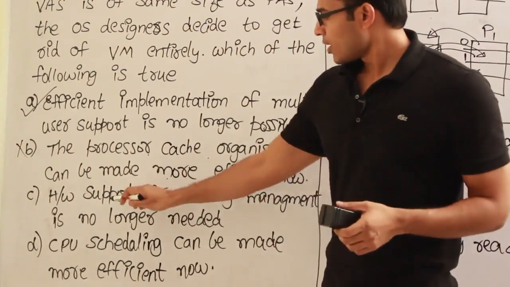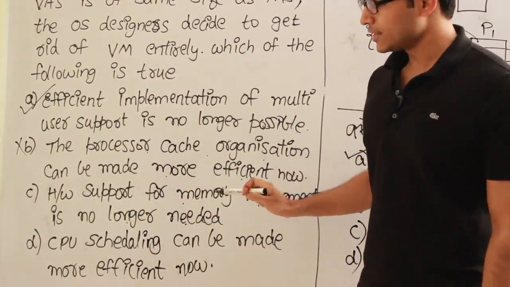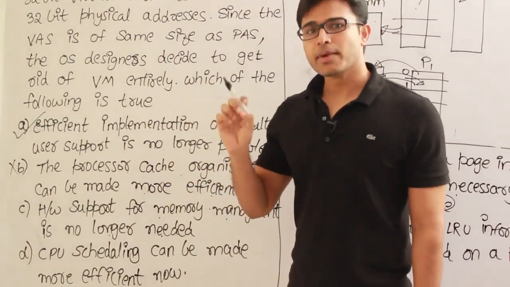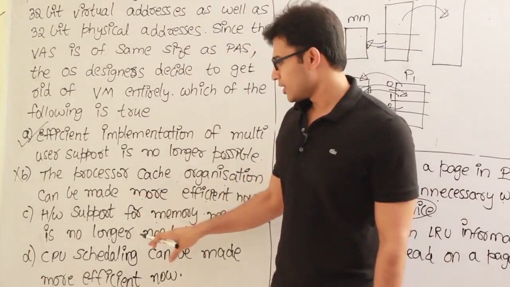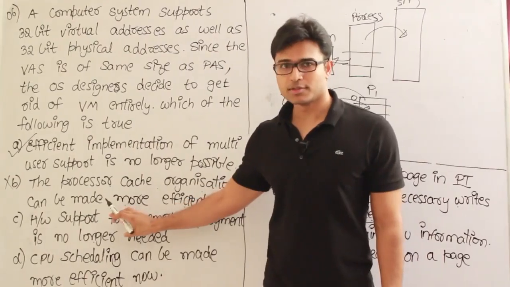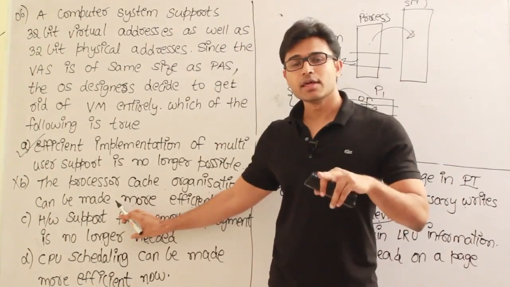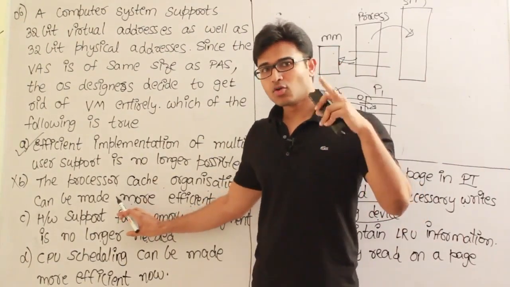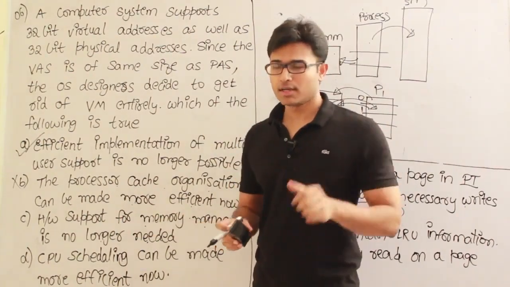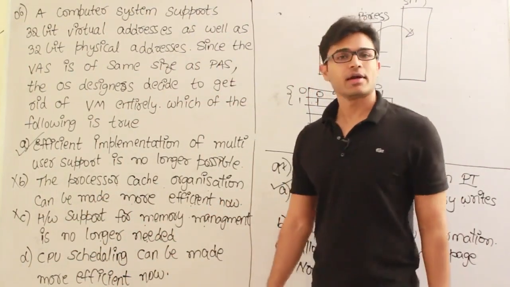This is wrong. Hardware support for memory management is no longer needed. Hardware support is needed. Even if you use virtual memory or not, as long as you are using paging, you are supposed to use memory management support from the hardware. You are supposed to use page tables. Either you use virtual memory or not, you are supposed to use page tables. Otherwise there has to be static or load time binding. We cannot do load time binding when we want to move out the process and load the process, right? So this is false. Hardware support is always required as long as you have paging.